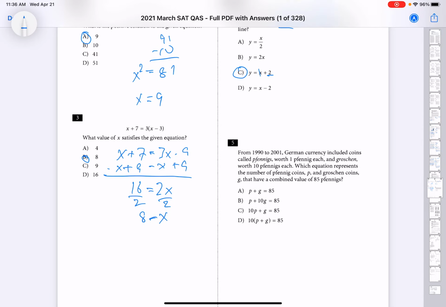From 1990 to 2001, the German currency included the Pfennig, worth 1 Pfennig each, and the Groschen, worth 10 Pfennigs each. Which equation represents the number of Pfennig coins, represented by P, and Groschen coins, represented by G, that have a combined value of 85 Pfennigs? Okay, so if we do this, we know that a Pfennig is worth 1, and we know that a Groschen is worth 10, and we want to get a total of 85. So Pfennig is 1, Groschen is 10. For number 5, the answer should be B.